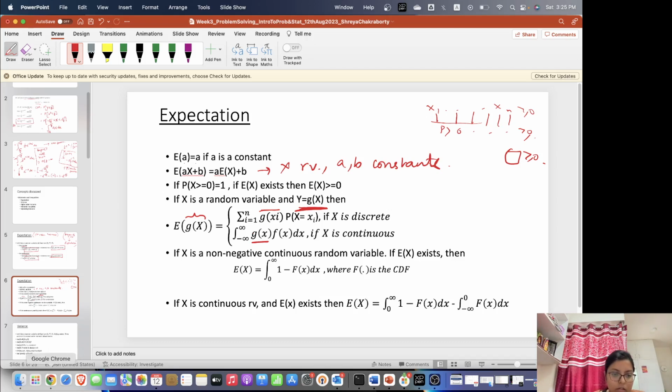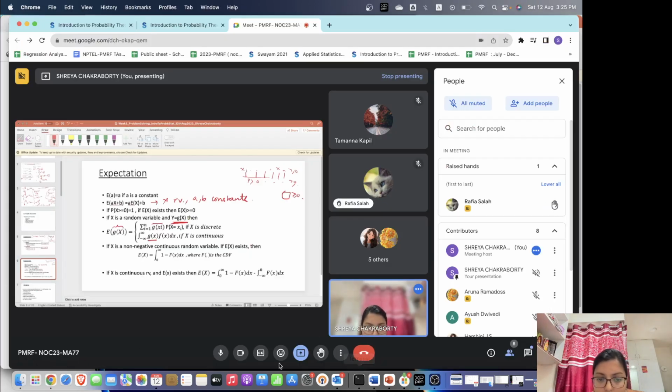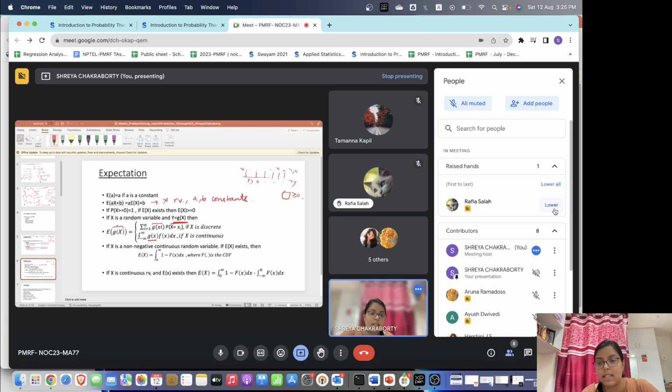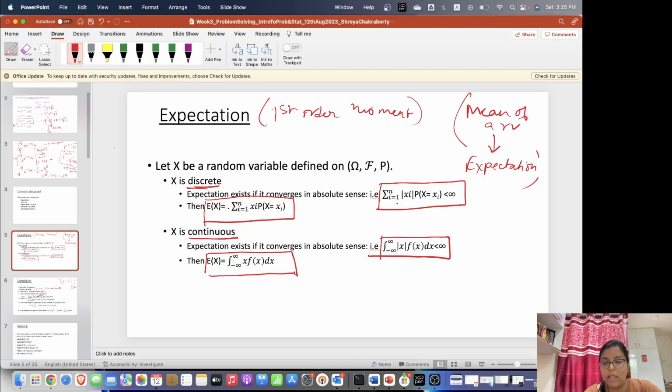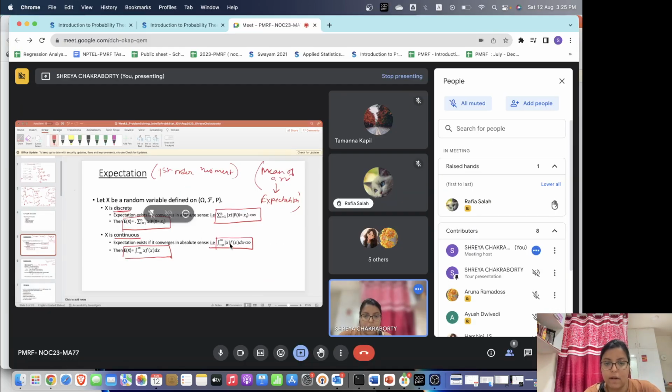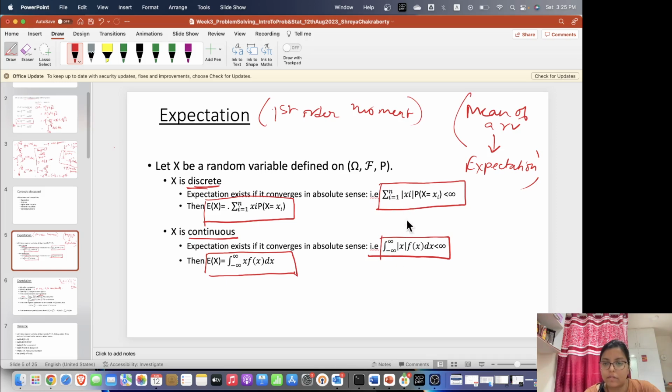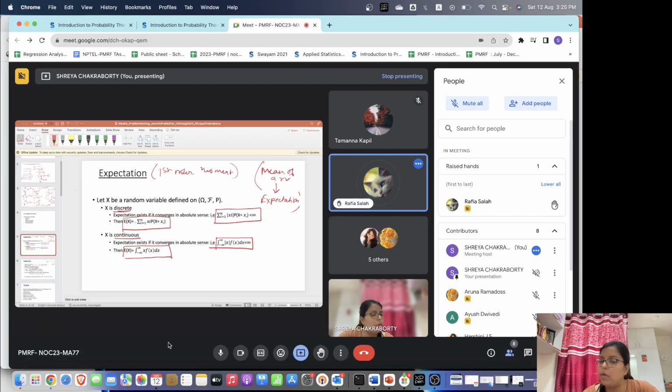Also, somebody said something. Ma'am, is expectation always positive? Expectation does not always exist. That is what I'm saying. It will only exist when that absolute value thing that I was showing, these two, the ones highlighted over here, exist. Yes, ma'am, I meant positive. Is expectation always positive? No. It will depend on the random variable. If the random variable takes both positive and negative values, there is a chance of getting both positive and negative expectation. Yes.